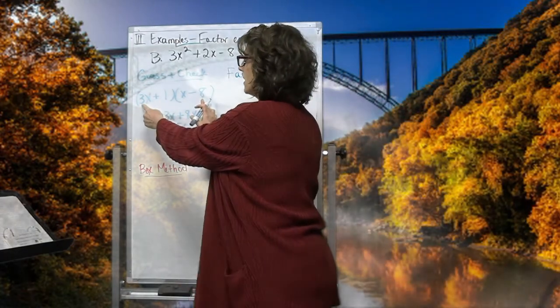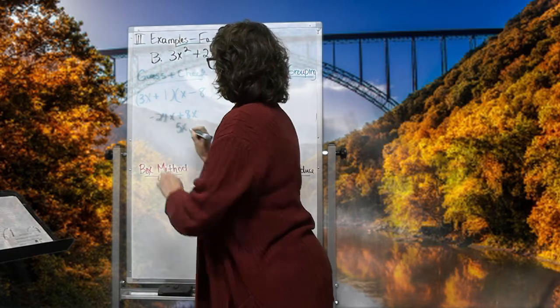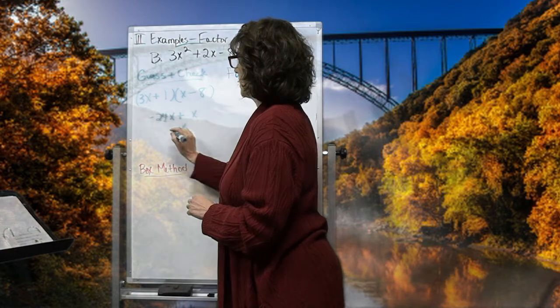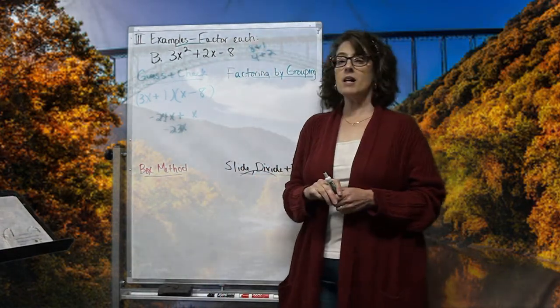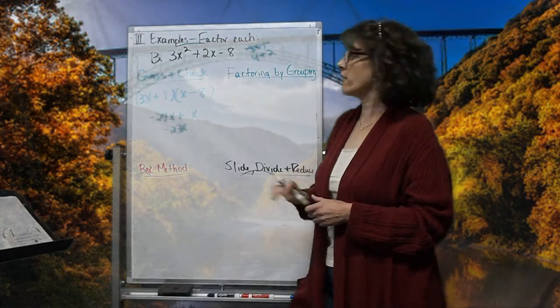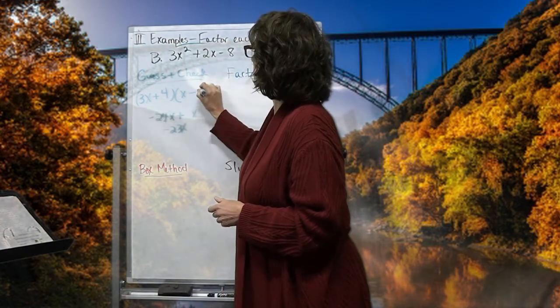So now out here I get a negative 24x. And in here I get a positive 1x. That gives me a negative 23x. Still, definitely not the right number. So switching those signs is not going to help at all. I'm ready to toss out the 8 and the 1 and try the 4 and the 2. So let's put the 4 here and the 2 here.